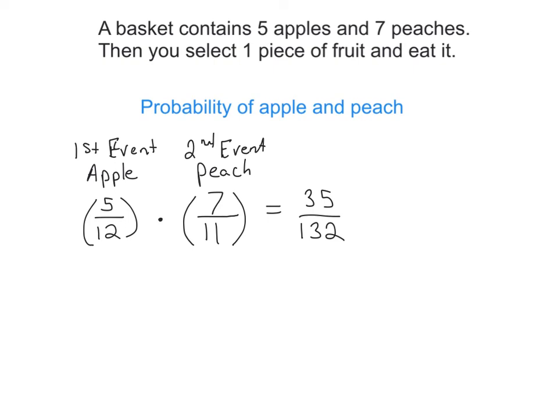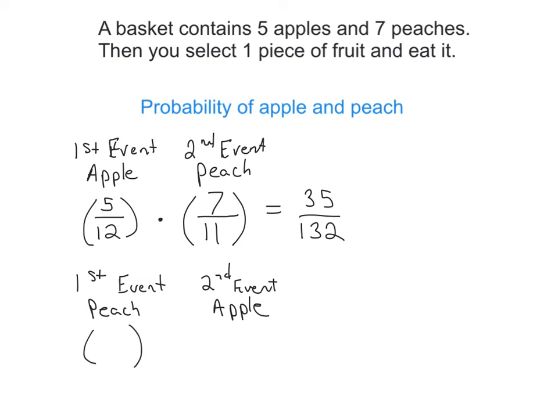Now let's take into consideration the second possibility that I can have. The second possibility is the first event, instead of an apple, was a peach. And the second event suggests, well, if the first event was a peach, then the second one has to be an apple. This is the second possibility I could have had. Well, let's take a look.